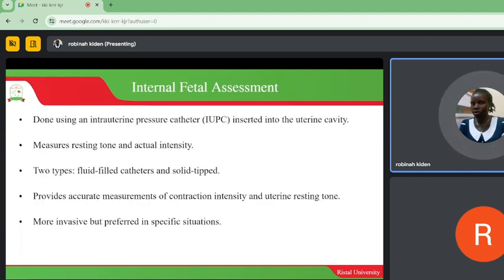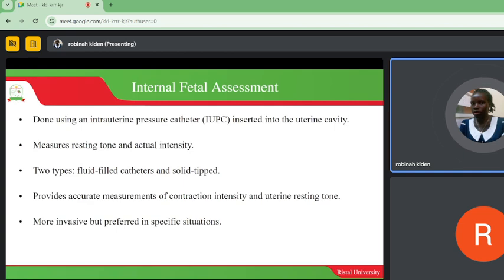Then let's look at internal fetal assessment. The internal fetal assessment is done using an intrauterine pressure catheter, or IUPC, which is inserted into the uterine cavity. This measures resting tone and the actual intensity. The internal fetal assessment can be divided into two types. We have the fluid-filled catheters, then the solid-tipped. These provide accurate measurements of contractions, contraction intensity, and the uterine resting tone.